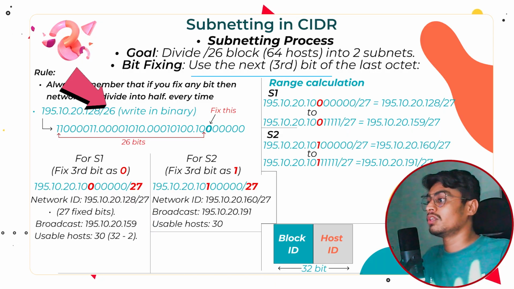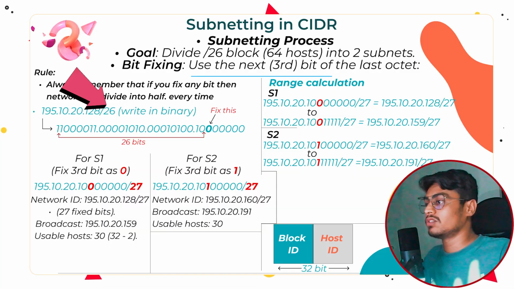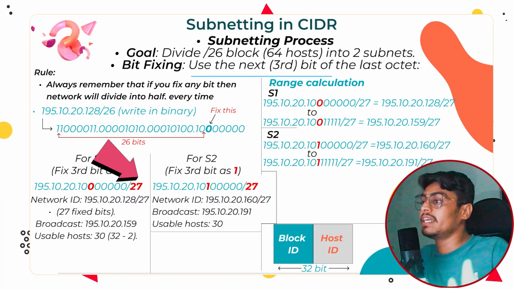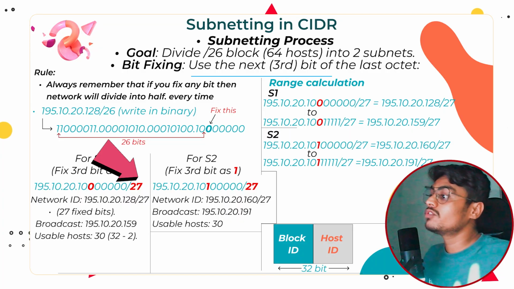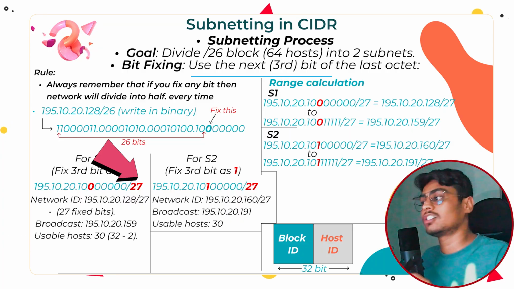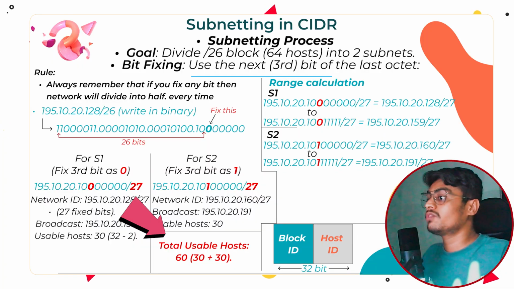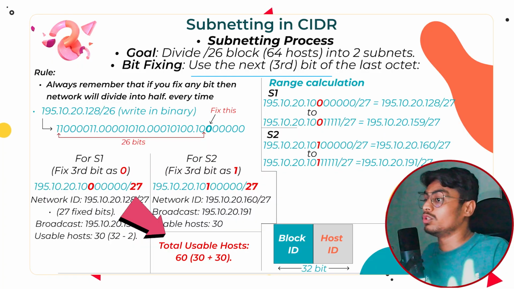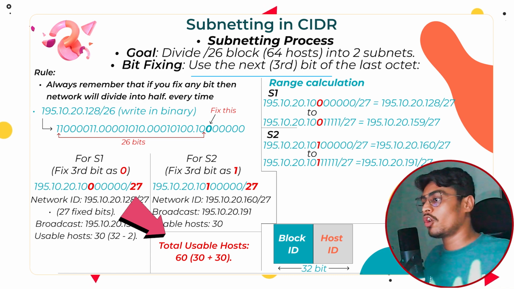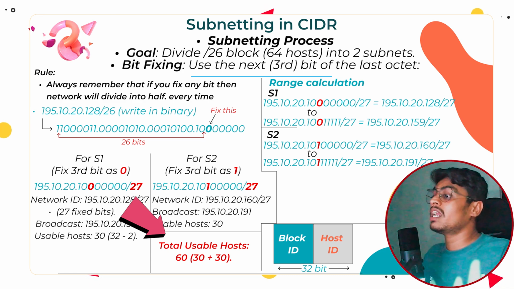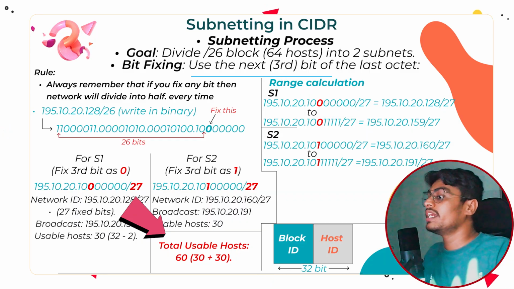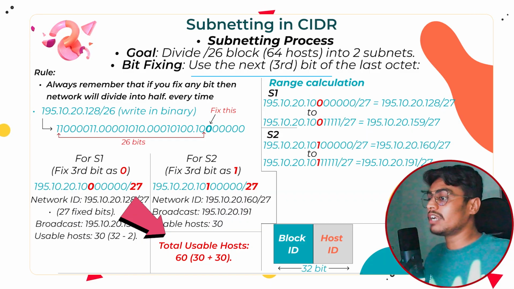Subnet mask notation. Originally we had /26, there were 26 bits fixed. But after subnetting we have /27 because we fixed one additional bit. The number of fixed bits determines the slash notation. From 64 total hosts we now have 60 usable hosts, 30 plus 30, because each subnet has its own network ID and broadcast address. This is the fundamental concept of subnetting in CIDR. We fix additional bits to create smaller subnets while maintaining the network structure.